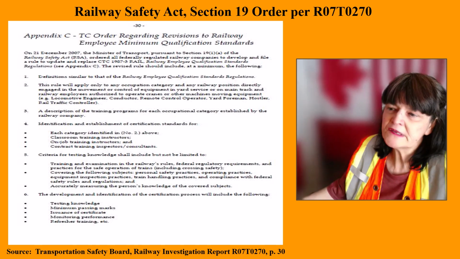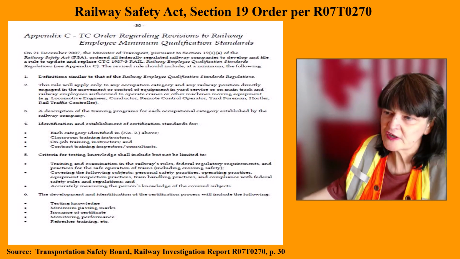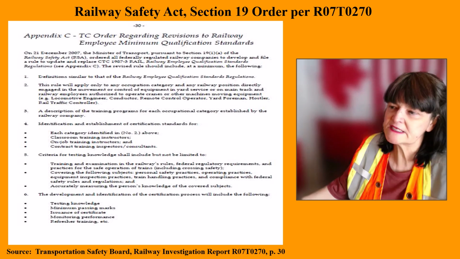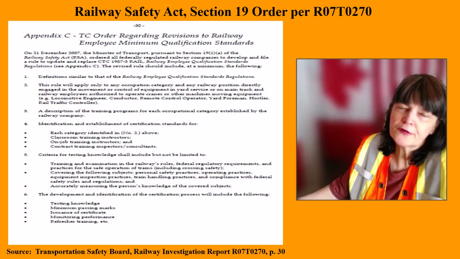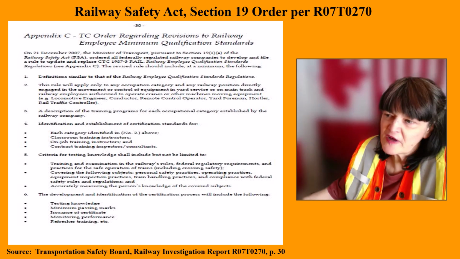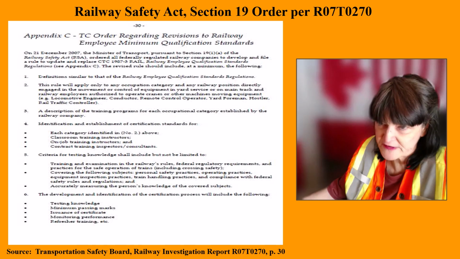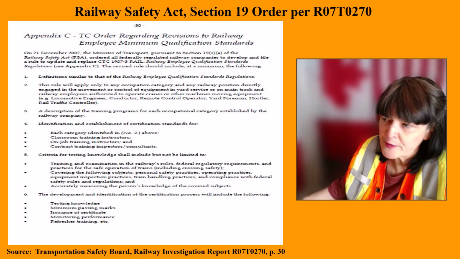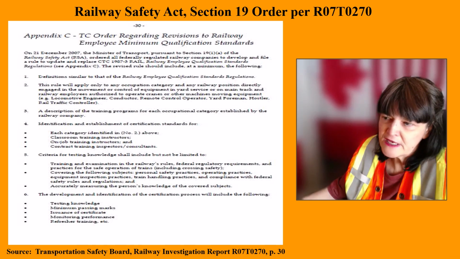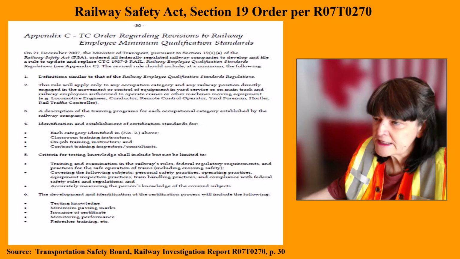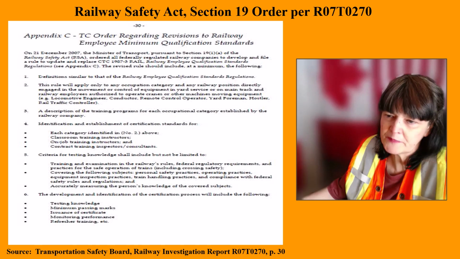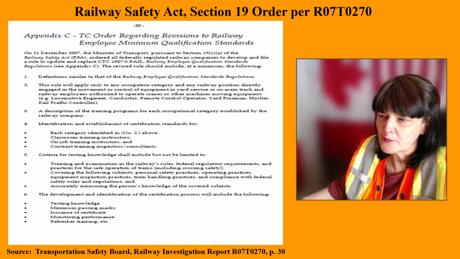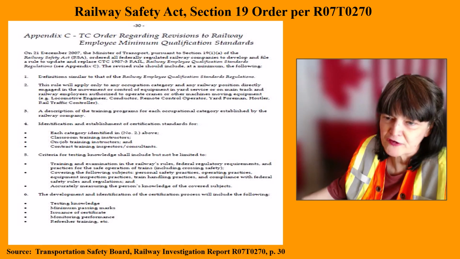Okay, so this is from that same report from the Mackyard incident, page 30. Appendix 6C here shows what the rail carriers or their agency were supposed to provide as far as revisions to railway employee minimum qualification standards. And again, here in the first paragraph, you can see that all federally regulated railway companies were to develop and file a rule to update and replace the Railway Employee Qualification Standards Regulation.